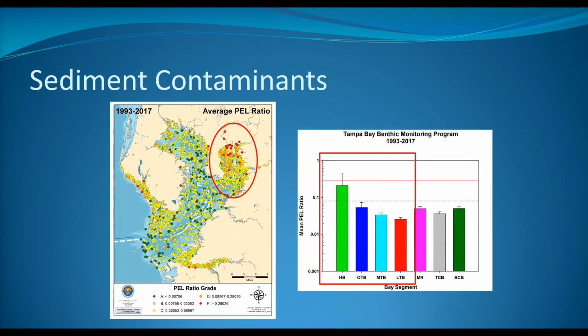If you look at the bar graph on the right, again, it's showing that we see higher sediment contaminants in Hillsborough Bay and a gradient of lower sediment contamination as you move further south towards Lower Tampa Bay.